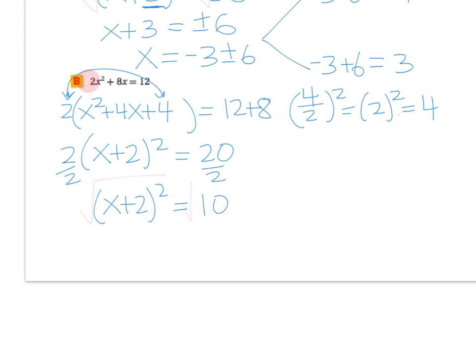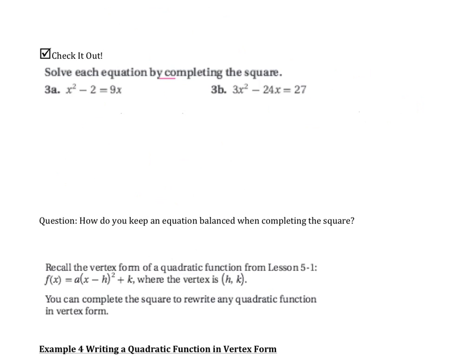Take the square root of both sides. Simplify the square root if you can. That's not simplifiable, so we're done. And then move the 2 over by subtracting. You have 2 to try, completing the square.